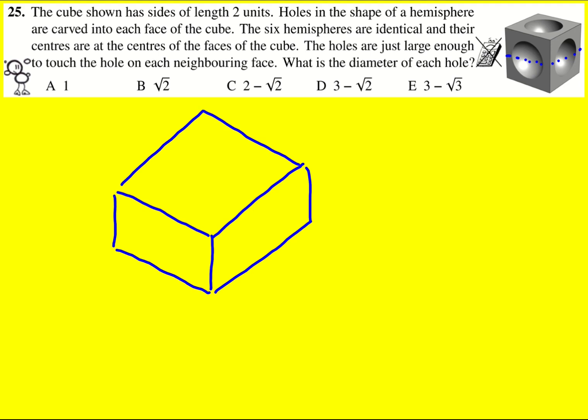Okay, and then I've got, actually this sphere is going to create a circle going inside, a bit like that. And then this sphere is also going to create a circle and they're going to touch because it tells you that the holes are just large enough to touch the hole in each neighboring face.